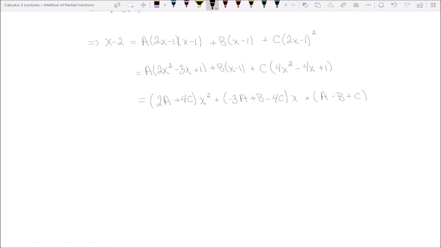This gives us our system of equations. 2a plus 4c has to equal 0. Negative 3a plus b minus 4c has to equal 1. And finally, a minus b plus c has to equal negative 2. Once again, we're doing coefficient comparison.